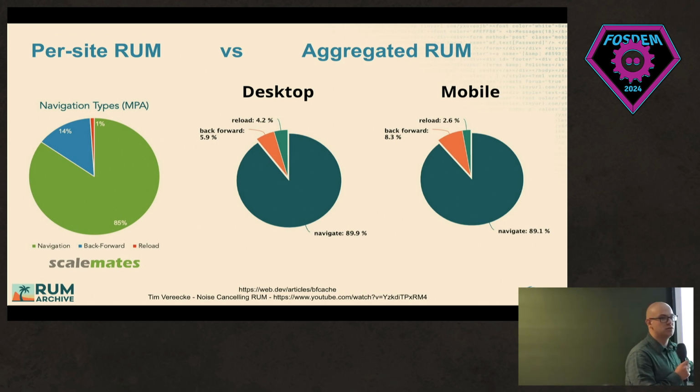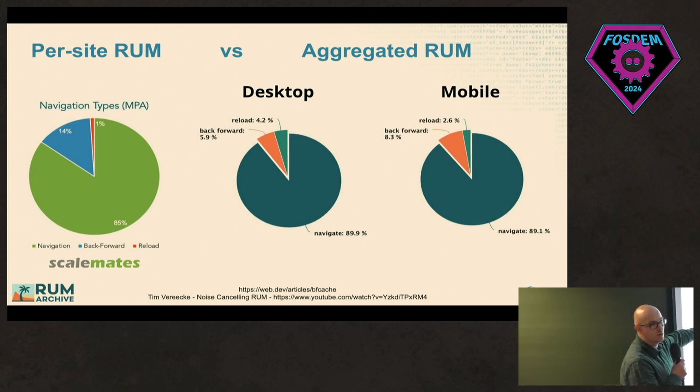And then you have things like reload, so people actually hard reloading the page. Now for the back-forward navigations, you want to see as much of that as possible, because that is the fastest that you can get. You can see here that Tim has clearly very well optimized for this use case, because he has a lot more people doing back-forward navigations than the averages that we see in the RUM archive. So good work, Tim. The same goes for reloads. Reloads, you actually want as few of those as possible, because when people reload, it usually means something has gone terribly wrong, and they're doing the have-you-tried-turning-it-off-and-on-again method to try and fix it.